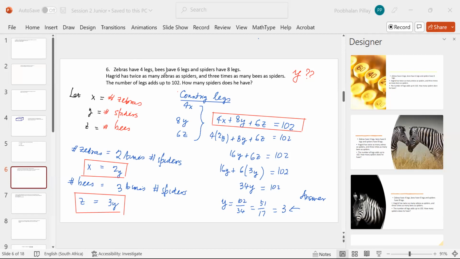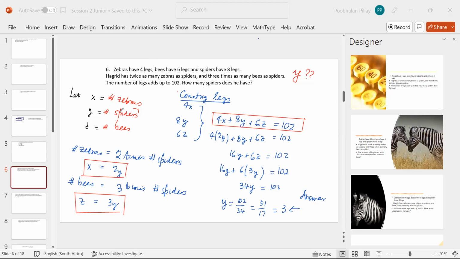So x is equal to the number of zebras, y is the number of spiders, and z is the number of bees. All right, so we have given names to the number of zebras, spiders, and bees respectively. Now, the first thing they say is that zebras have got 4 legs. So what does that mean? One zebra has got 4 legs, so x zebras will have 4x legs.